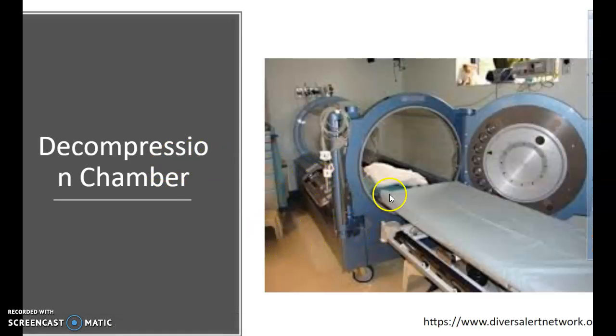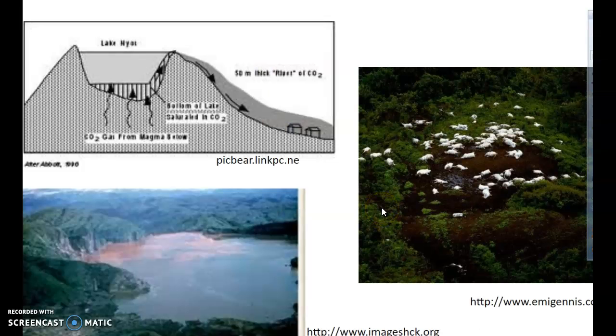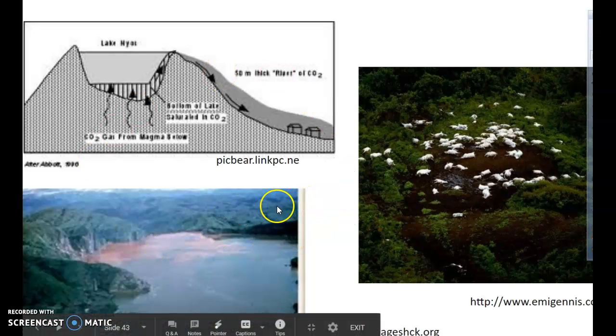This is a decompression chamber that's used if someone is suffering from the bends. You can put someone in there. Also, if they have altitude sickness, I believe that helps as well, but I'm not real sure about that. With this decompression chamber, they can put the pressure back on the person and then gradually let up, and they can reverse the effects of the bends. Sometimes they can't completely. So here are some pictures of Lake Nyos, and here's a YouTube video that I would strongly recommend that you watch.